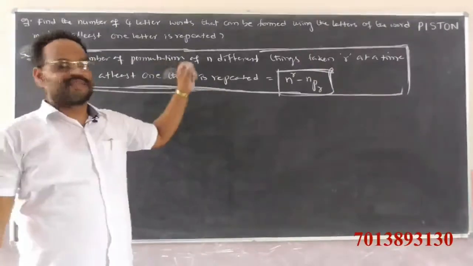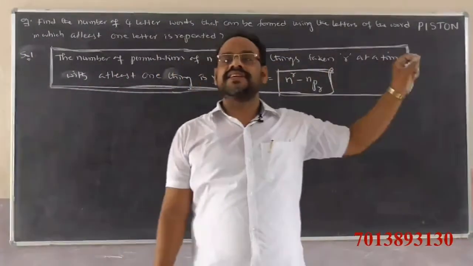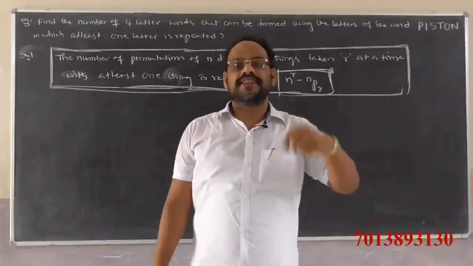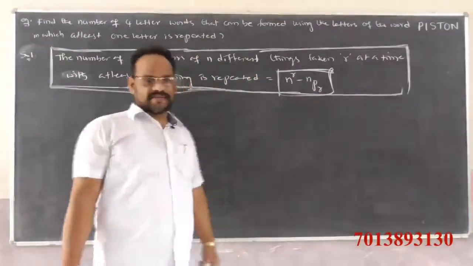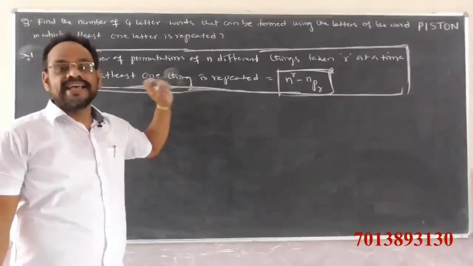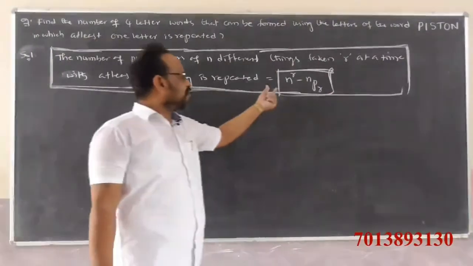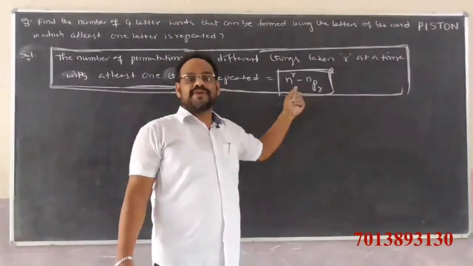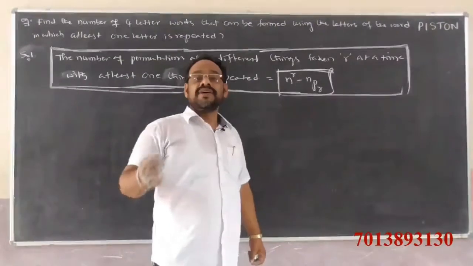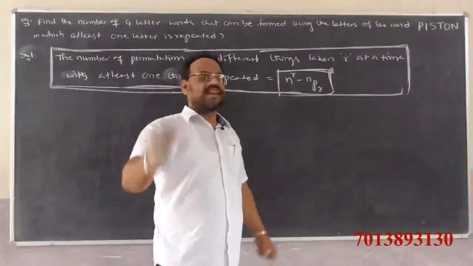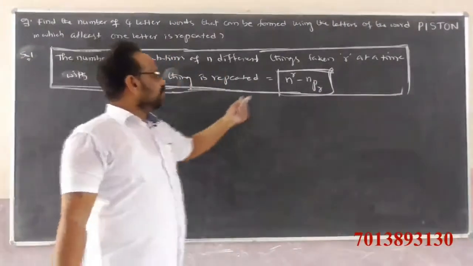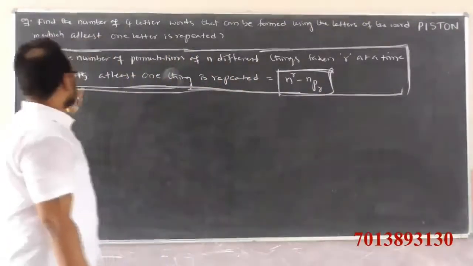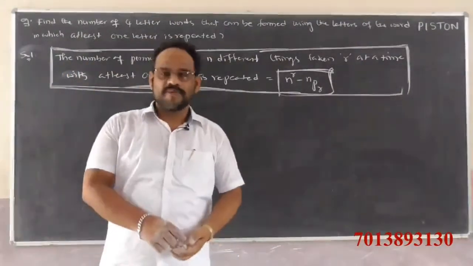The number of permutations of n different things taken r at a time with at least one thing repeated: formula n power r minus nPr. Here, n power r is the number of ways with repetition allowed. nPr is the number of permutations of n dissimilar things taken r at a time, where repetition is not allowed. So n power r minus nPr gives the permutations with at least one thing repeated.